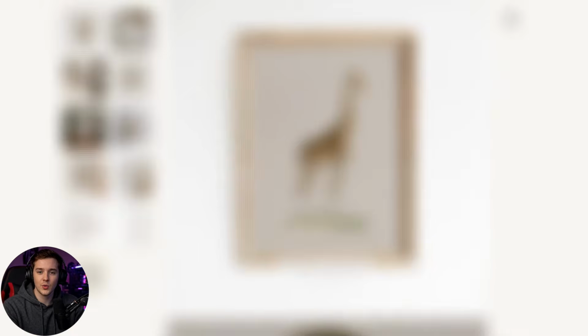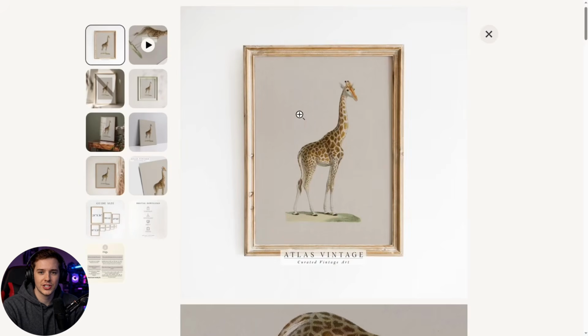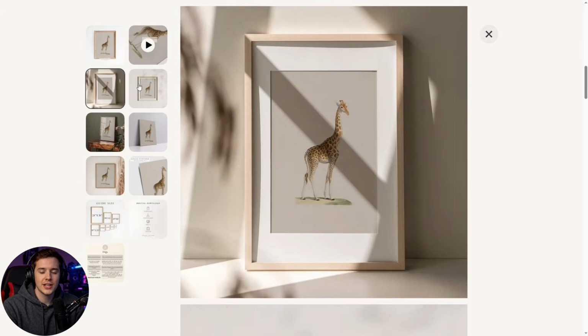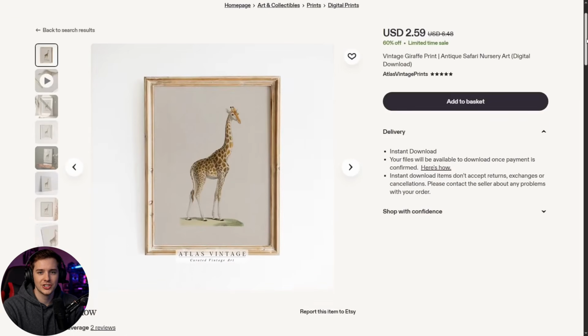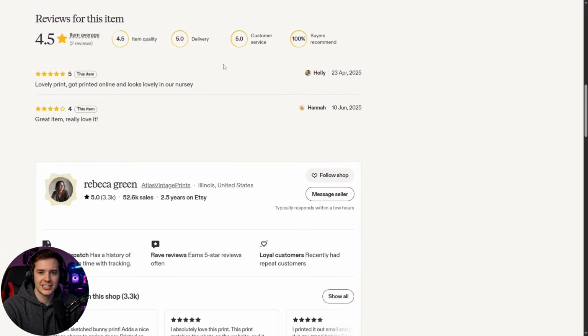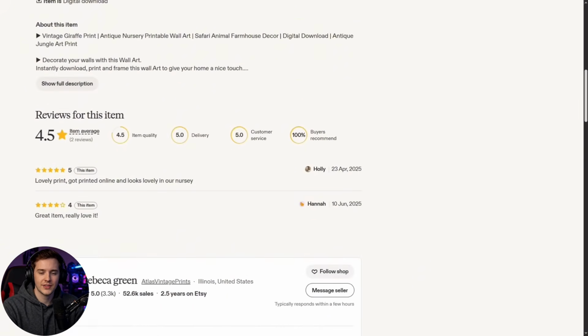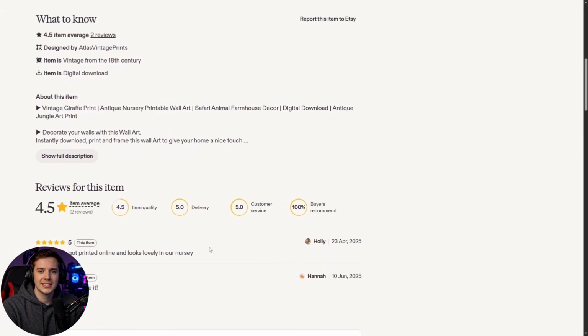And today I'm going to show you a perfect example of that using a real Etsy listing that caught my attention. I was browsing Etsy and came across a vintage giraffe print. It's a simple digital product, just a vintage-style giraffe illustration being sold as a printable file. But what stood out wasn't just the design, it was the demand behind it. These types of listings consistently get engagement, favorites, and sales because they tap into a very popular niche: neutral home decor, safari themes, and aesthetic wall art.